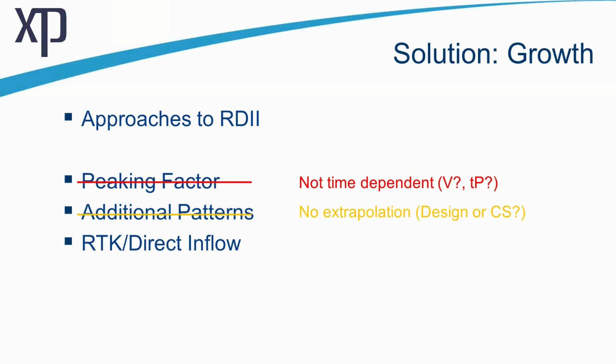So the new standard, new is relative, but the standard that has been generally accepted is some type of RTK, which is a parameterized approach, or direct inflow. In other words, ways that have a time variance but also have an impact based on rainfall. And we could spend a whole hour just covering how to do that, and so I'm not going to do that.